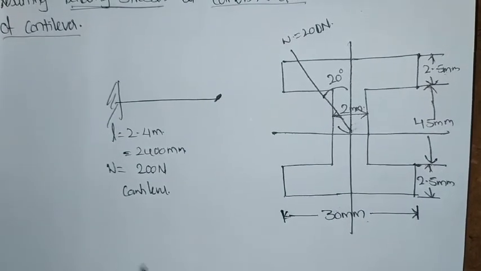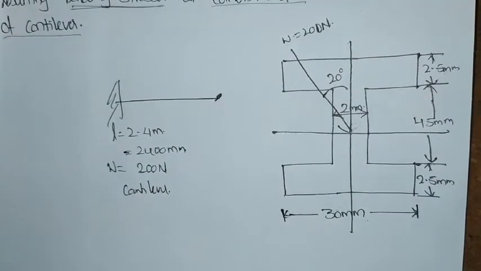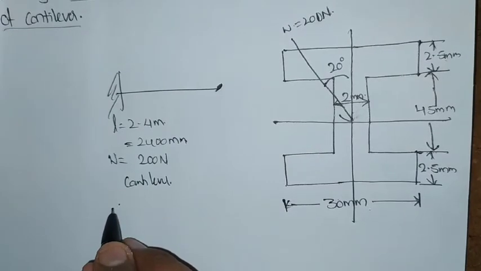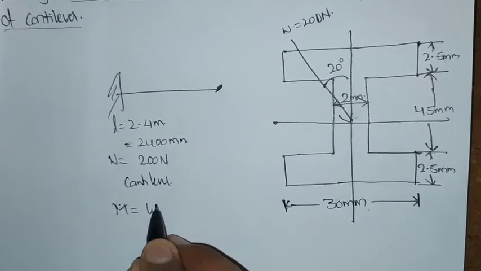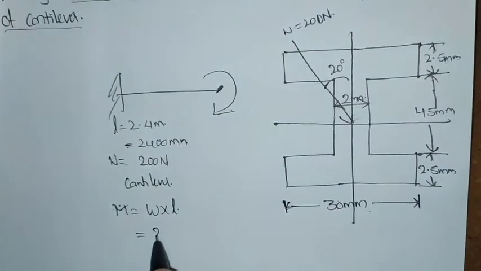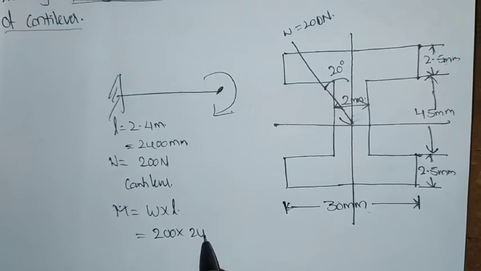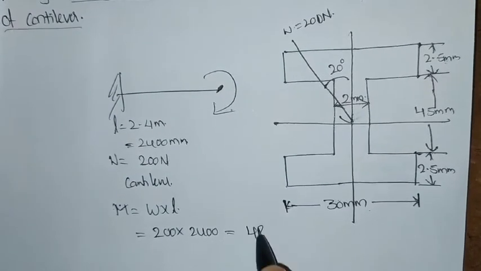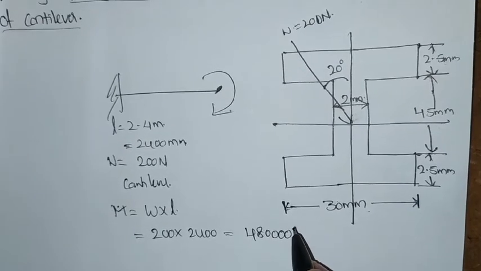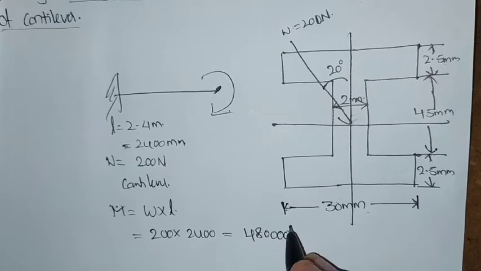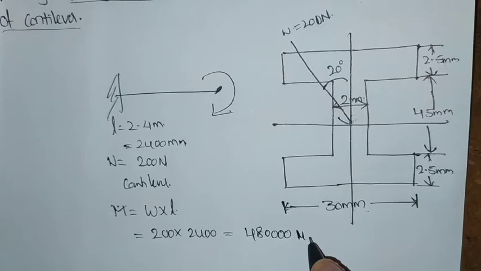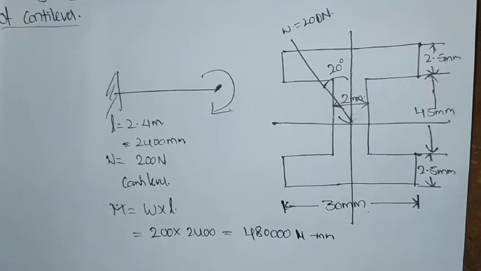If the beam condition is cantilever, what is the maximum moment we are going to get? First we will find the moment. The maximum bending moment M will come as W into L due to the free end. W into L, the W is 200 newtons, the L is 2400. So the value we will get is 4,80,000 Newton mm.